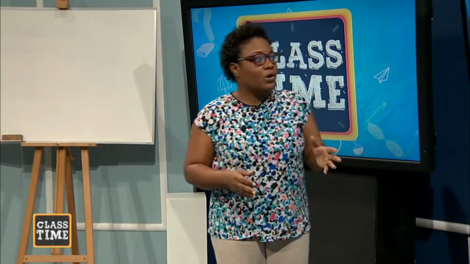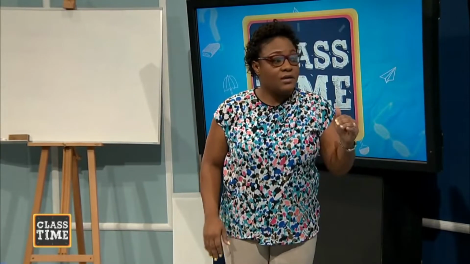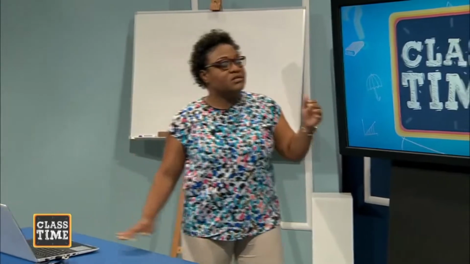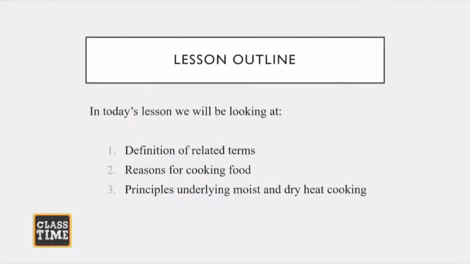So this is how it will work. You'll go back to your content. This would be the subheading. So you look at the definition, the related terms, the reasons for cooking food, the principles underlining moist and dry heat, and from these topics or subheadings, you look at what is it I already know about this? What is it I want to know about this? And then at the end of the lesson, you'd self-evaluate what is it that I have learned.